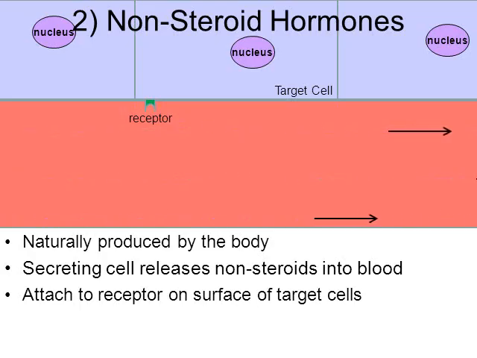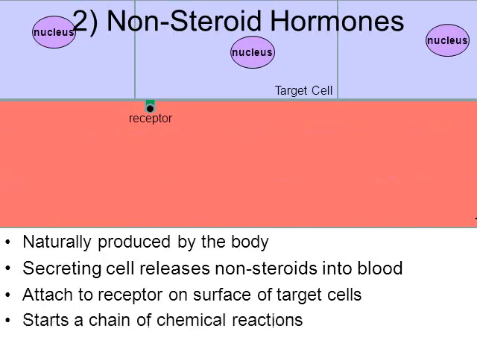A non-steroid hormone will attach to a receptor on the outside. Notice how the shape of the non-steroid hormone and the receptor match. Well, in this case, what happens next is that this is going to start a series of chemical reactions. The non-steroid hormone actually never enters the target cell.